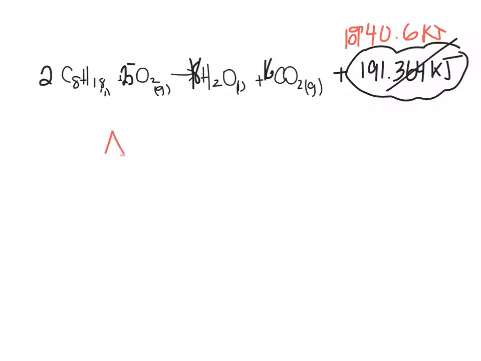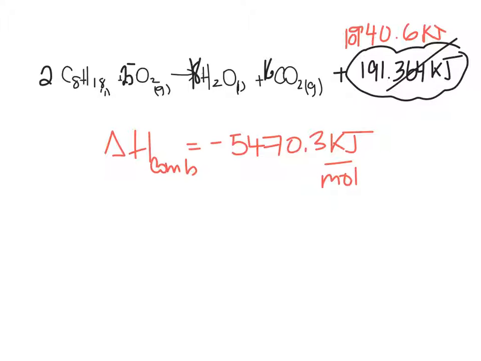For every mole of octane that's burned, you produce 5,470 kilojoules of energy. In this chemical equation, we have 2 moles, so you have to double it. So it's 10,940.6.